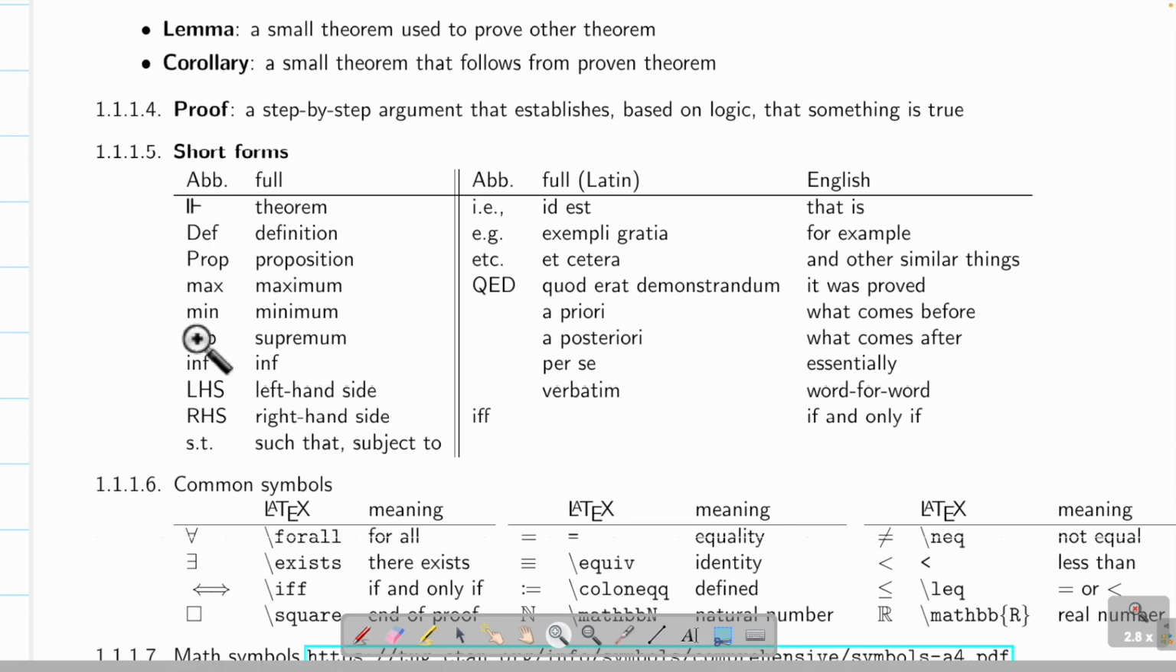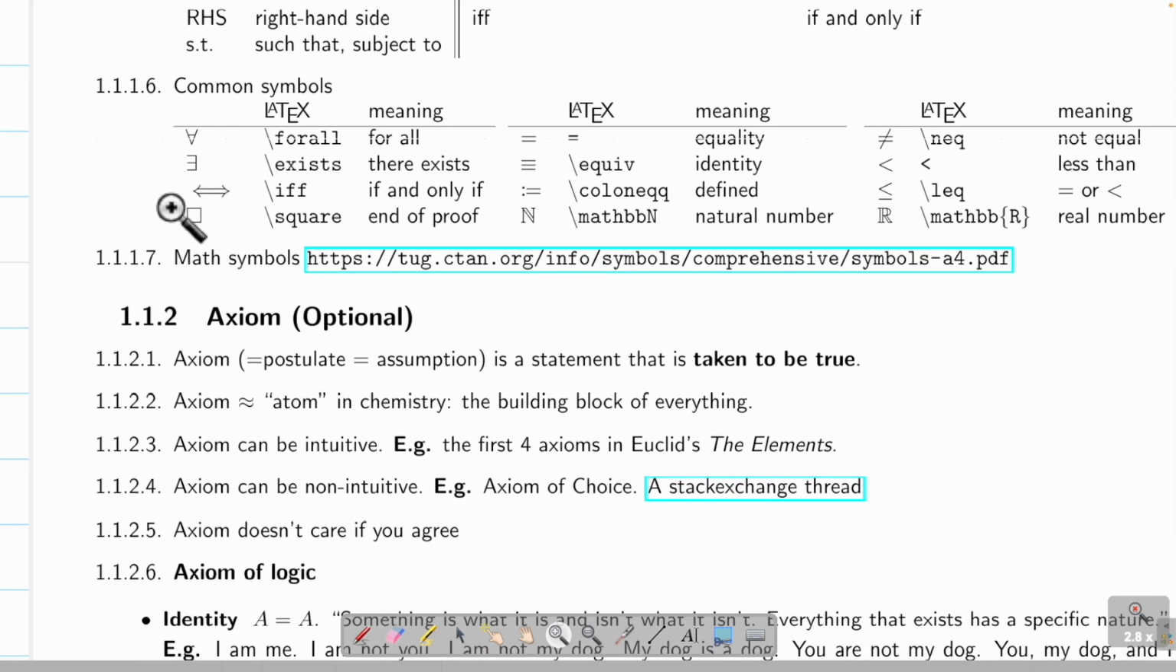And here are some short forms. You don't need to remember this table now. You will learn most of the symbols when you see them. And here are some Latin. And here are also some funny symbols. You will also learn them when you use them. So these are commonly seen symbols. And if you want to know 99% of the symbols, click this link. There will be a document, 40-something pages with all the symbols. Some of them you have never seen before.